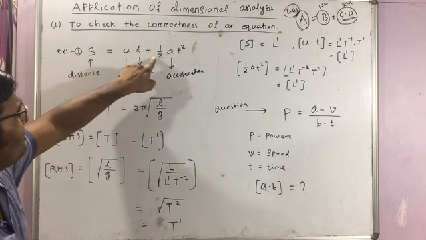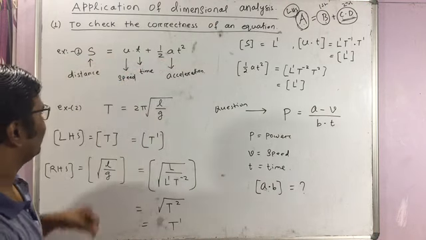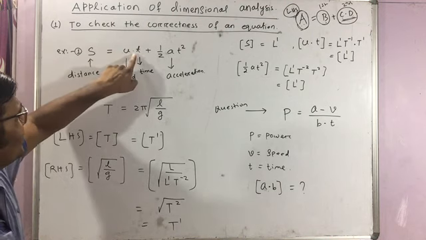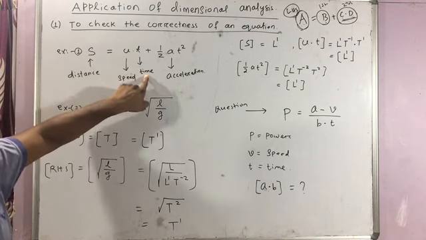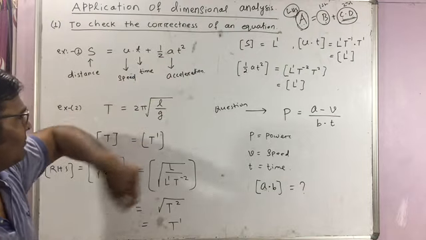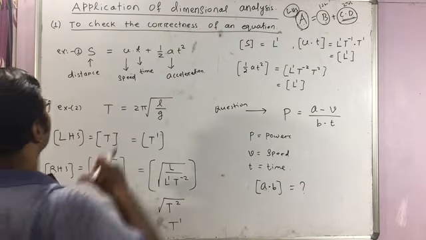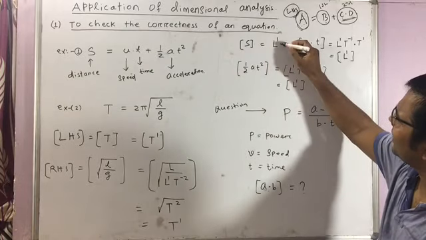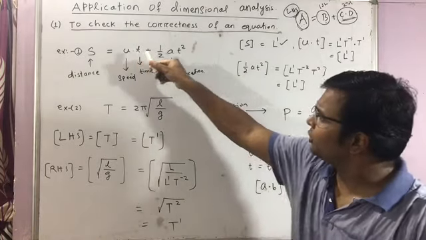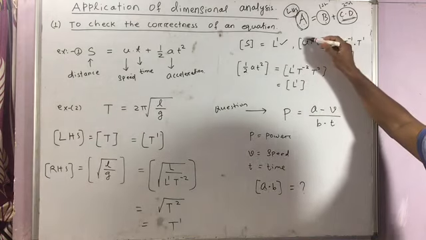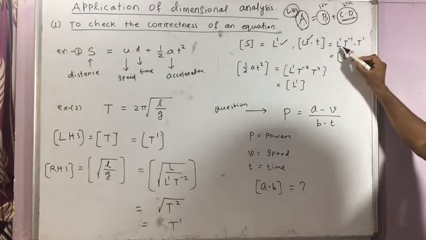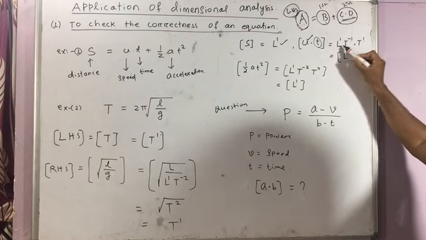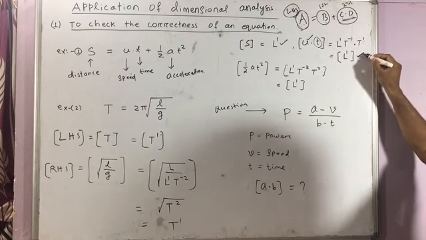S is equal to UT plus half AT square. S is your distance, U is the speed, T is time, and here A is your acceleration. Now you see LHS is your distance, so the dimension of distance is L1, and U into T: U is your speed, so the dimension of speed is L1 T minus 1, into T is there, so it is T1, so if you multiply you are going to get L1.